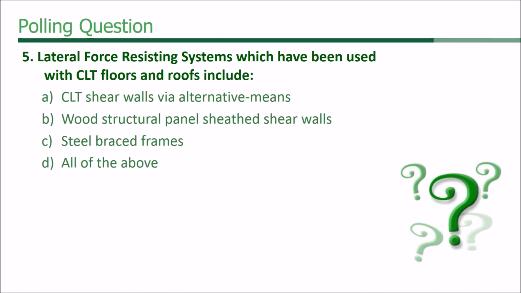Okay, Marcy, I think we have the next poll. I'll read out the last poll we have for us. Lateral force resisting systems which have been used with CLT floors and roofs include CLT shear walls via alternate means, wood structural panel sheathed shear walls, steel braced frames, or all of the above.